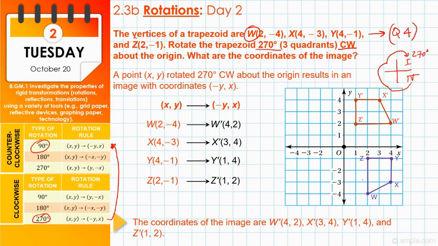Again, the rotation is 270 degrees, which is the same as a 90-degree rotation counterclockwise. This is 270 degrees clockwise.